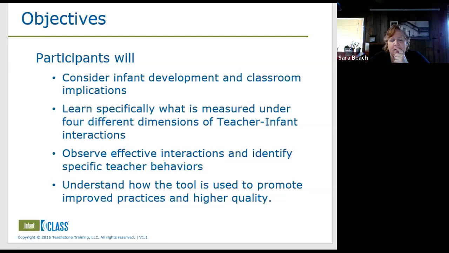I just wanted to mention that the tool is used in many different ways. For our purposes with this grant, I think we really want to focus on using it in a way that is supportive to teachers and helps teachers to focus on the right things in their practice, because we all want our teachers to be intentional, right? We want them to be intentional in their practices.